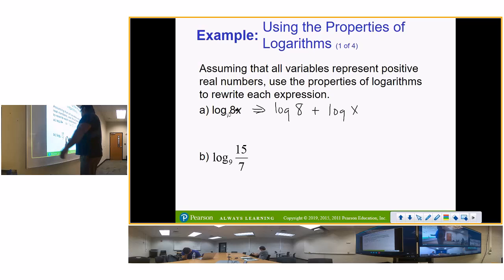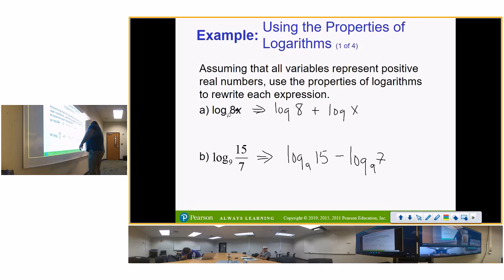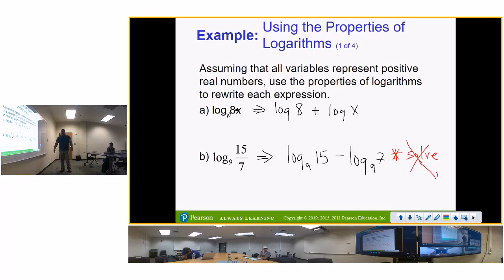Well, this is log base 9 of 15 minus log base 9 of 7. Okay, now this one, I want you to put a red star beside it. Can we solve this one? Not right now, we can't, because you don't know the change base formula. Now, it's not equal to y, so you can't use the definition of a logarithm. You don't have anything that's equal to it. So the only thing you can do to a problem like this is rewrite it.